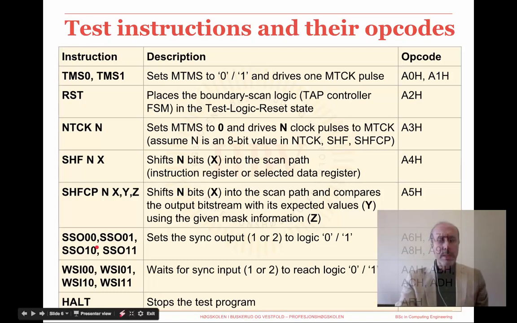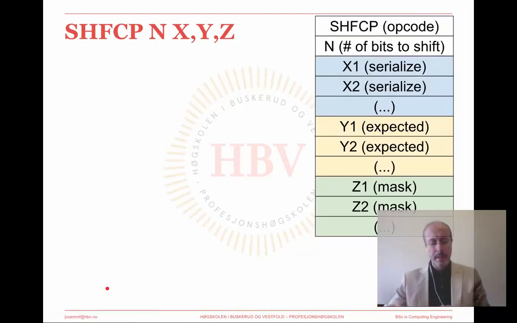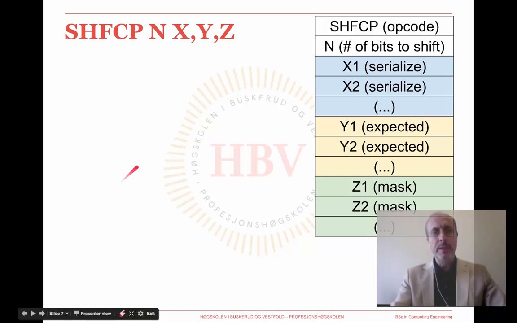The rest of the instructions deal with the synchronism inputs and outputs, and halt is used to stop the test program at the end. Now, shift and compare requires an additional explanation. Notice that this instruction comprises 4 arguments, the first of which is the number of bits to be scanned.